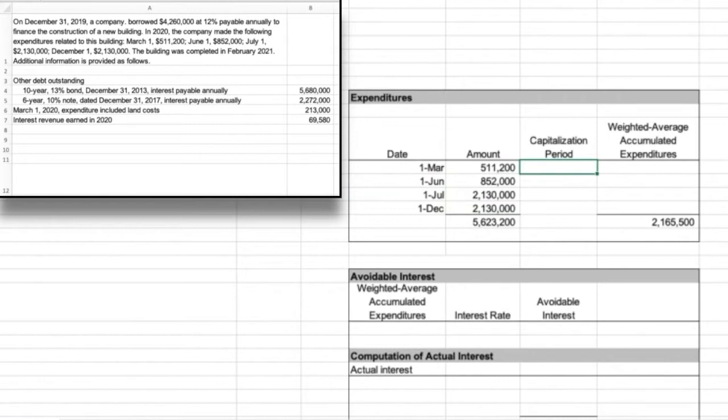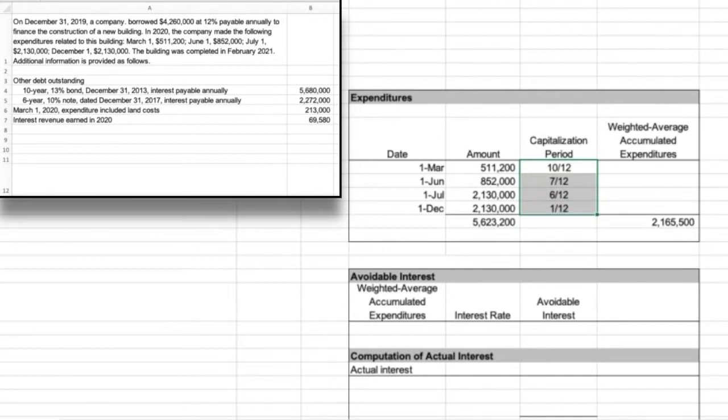As a matter of fact, most of them weren't outstanding for even half the year. We didn't start expenditures until March. March through December is actually 10 months, so we're going to do 10/12. June through December, because again, these are for financial statements as of December 31st, is 7 months, so 7/12. All of July through December is 6/12 or 1/2. And then December is going to be 1/12. So that is our capitalization period.